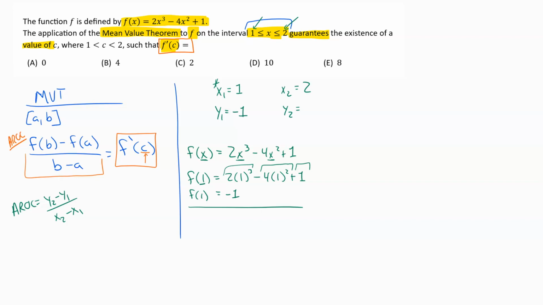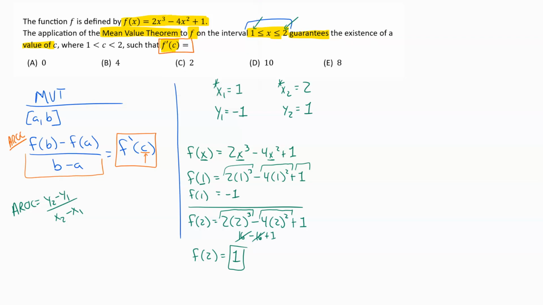Then we play the same game to find our y2 value. I'm going to plug 2 into that equation. So I get 2 times 2 to the third minus 4 times 2 squared plus 1. So 2 times 2 to the third, 2 times 8 is 16, minus 4 times 4 is 16. So we're going to get 16 minus 16 plus 1. The 16s cancel out and we end up with f of 2 equals 1. So that is my y2 value.